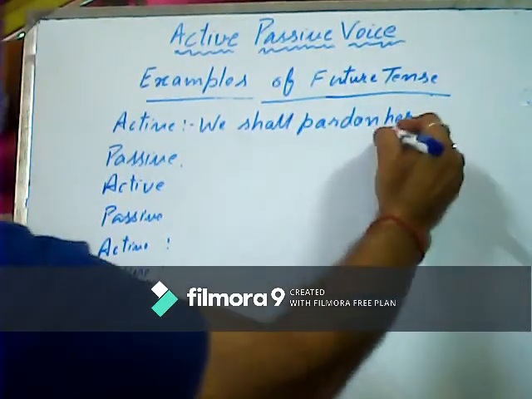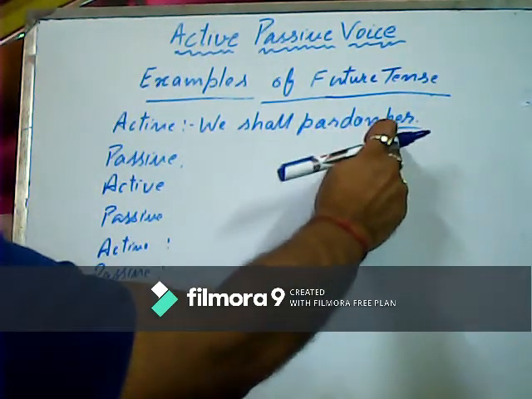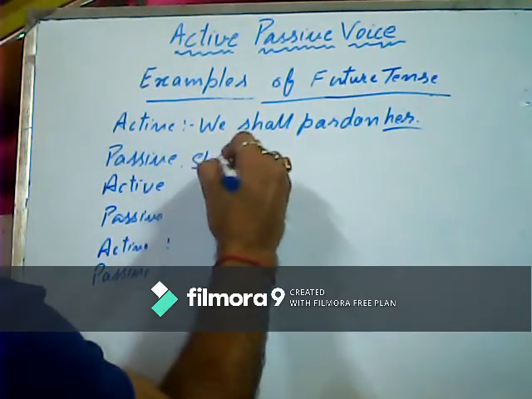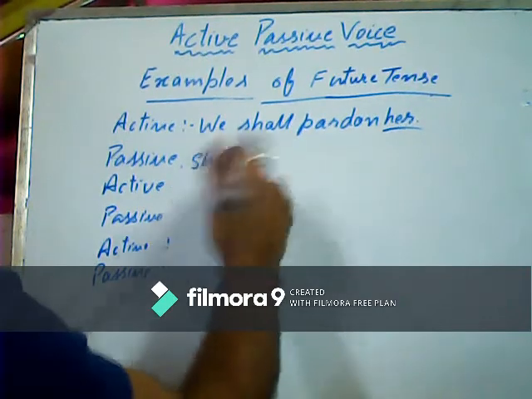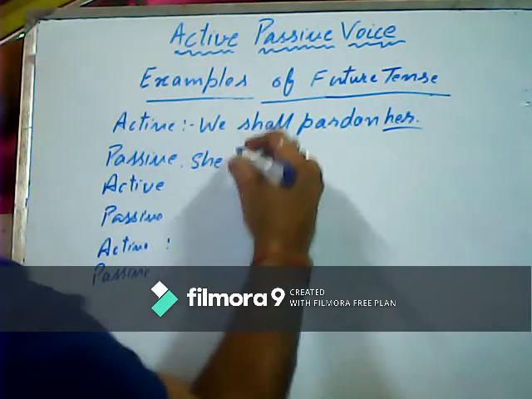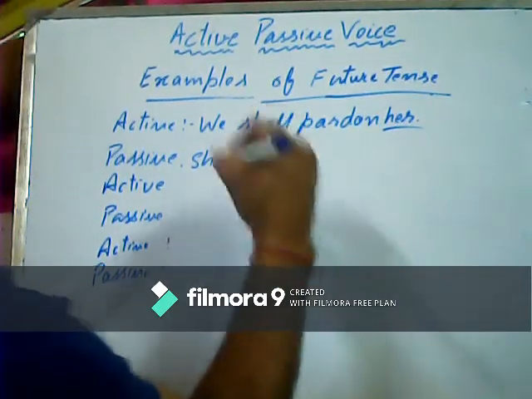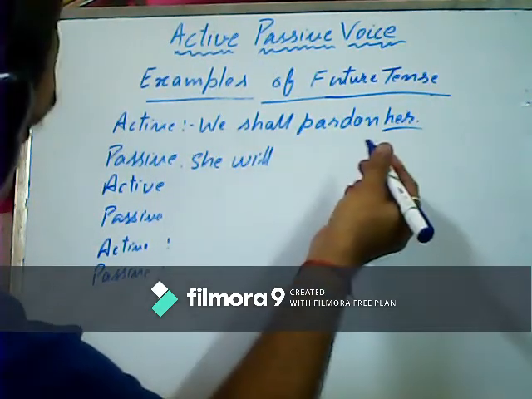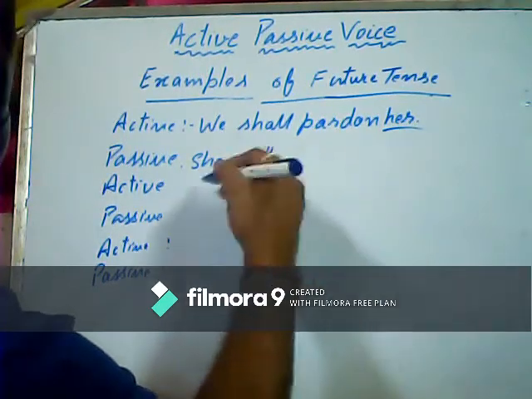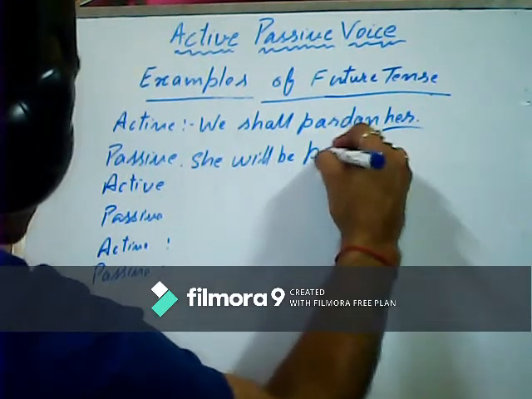Now her is the object. Now her is used for the females. Then now her will change into she. Sorry, she. Okay, and shall will change into will. She will. Now because it is in simple future tense, it will be like this: she will be. Third form of the verb pardon is pardoned.